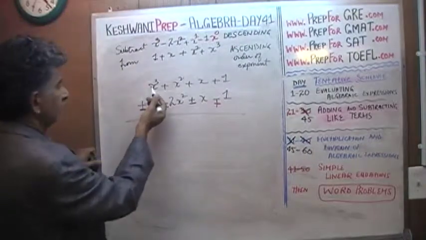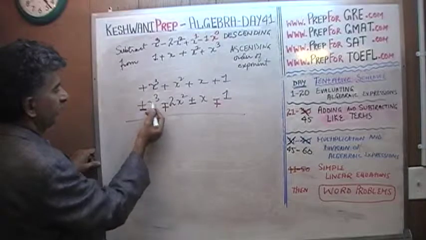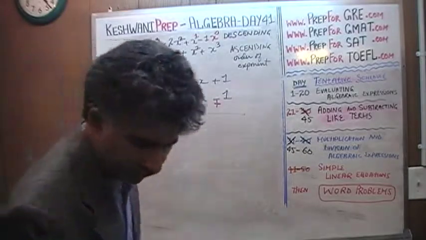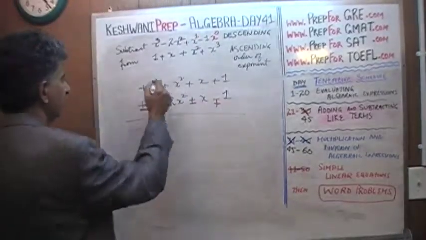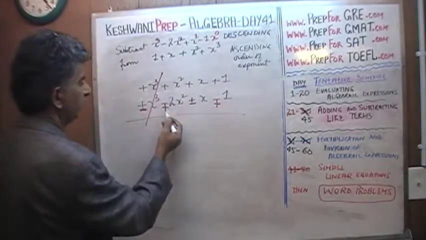Okay. Oh, there you go, it drops out. This is a positive x cube. This is a negative x cube. It's going to drop out. Let's do it in a different color because we have the flare for the dramatics. This drops out. Here we have x squared and a positive 2x squared.